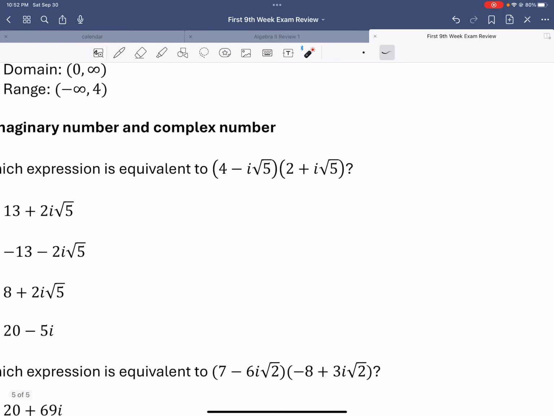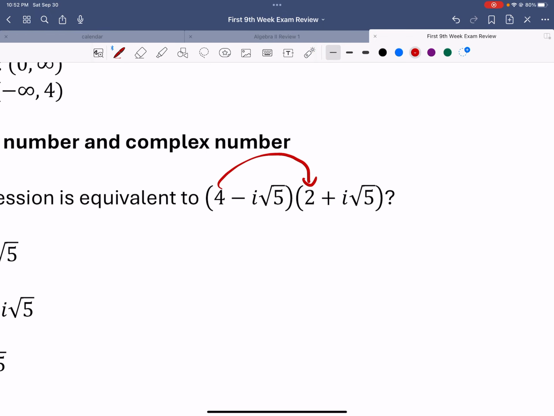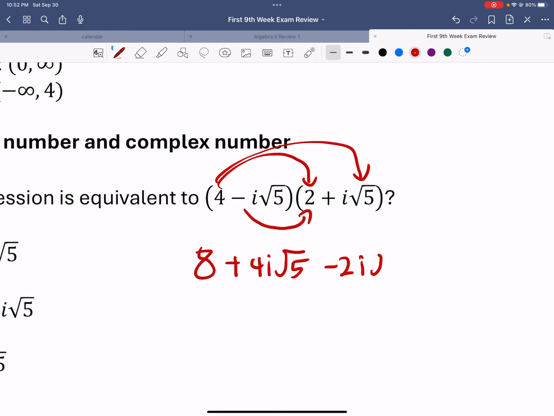Or, yeah, what I can say is 4 times 2 is 8. 4 times i square root of 5 is plus 4i square root of 5. Negative i times 2 is going to be negative 2i square root of 5. Now, before I do this one, let me tell you something. What's the square root of 5 times square root of 5? That one is equal to 5.